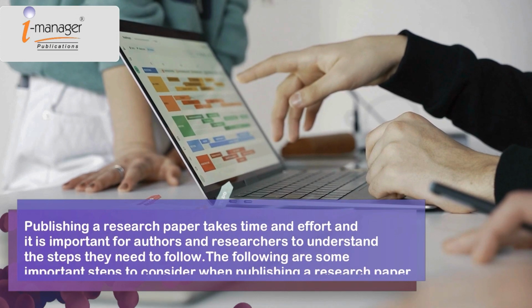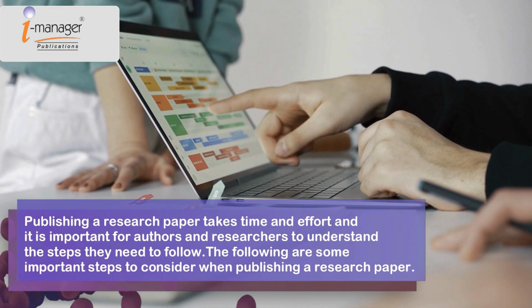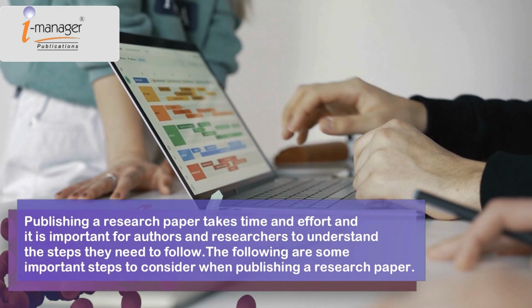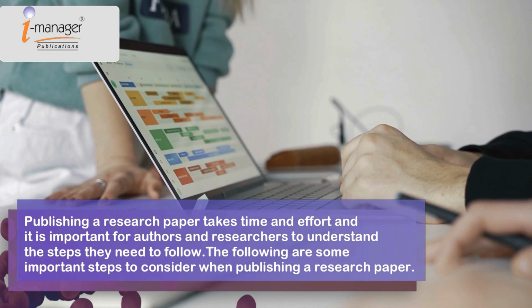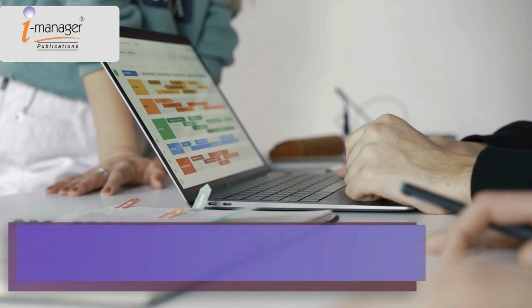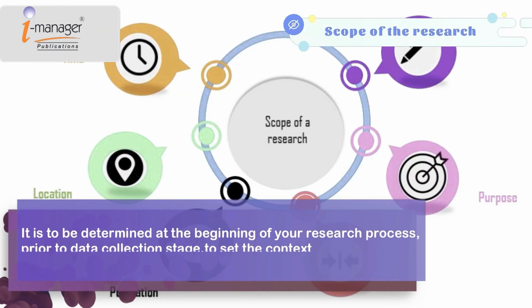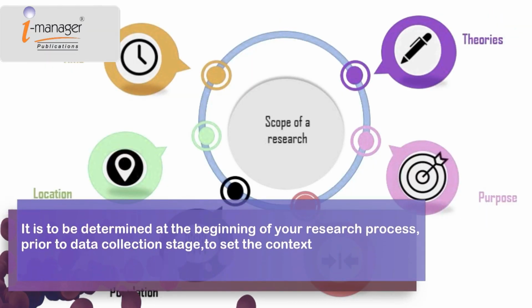Publishing a research paper takes time and effort, and it is important for authors and researchers to understand the steps they need to follow. The following are some important steps to consider when publishing a research paper. Scope of the research. It is to be determined at the beginning of your research process, prior to the data collection stage, to set the context.